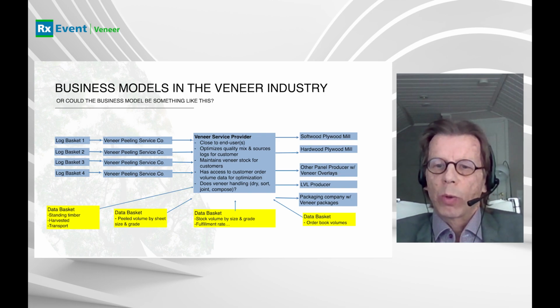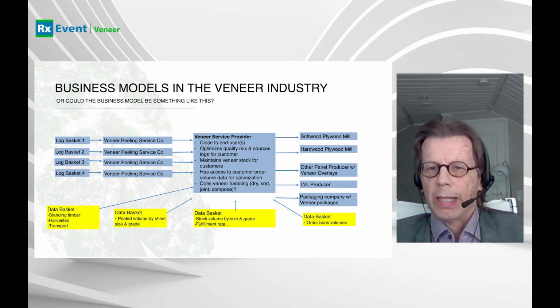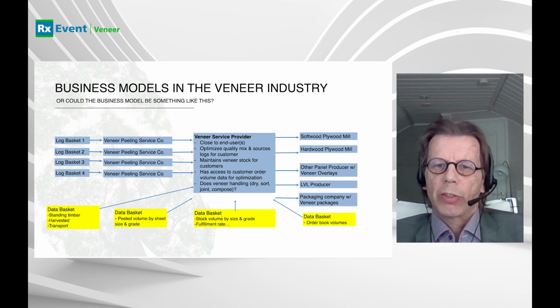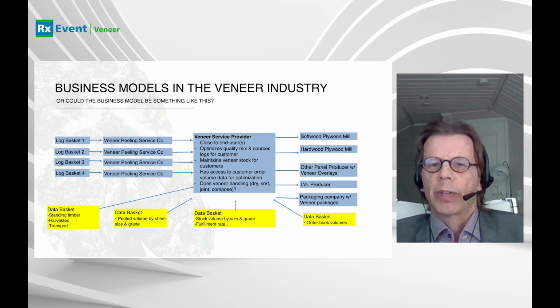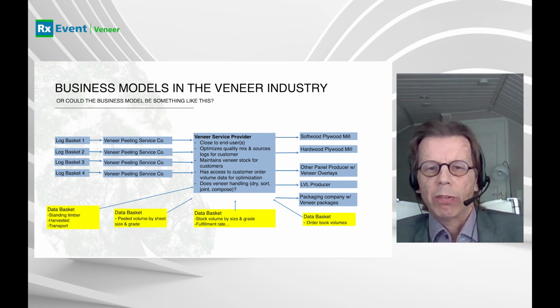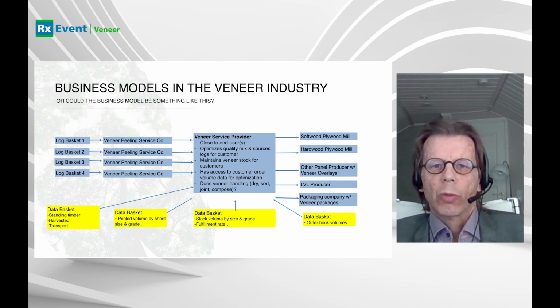And this model would require a fairly close relationship between the end users and the veneer service provider. The end users would have to supply either order stock volume data, or at the least production planning data to the service provider in order for the service provider to deliver exactly what they need when they need it to the end users. So over here, we kind of have two flows. We have the material flow here in blue, and then we have the data flows here in yellow. So most of the data would flow towards the service provider.